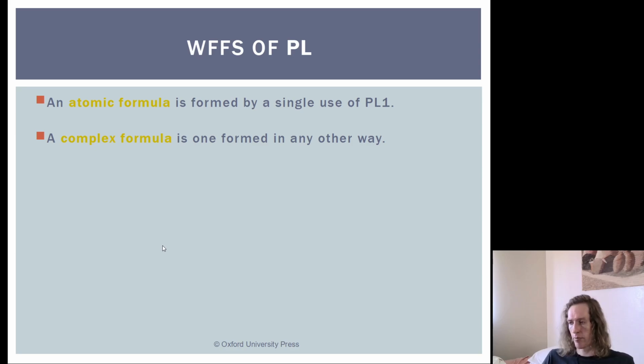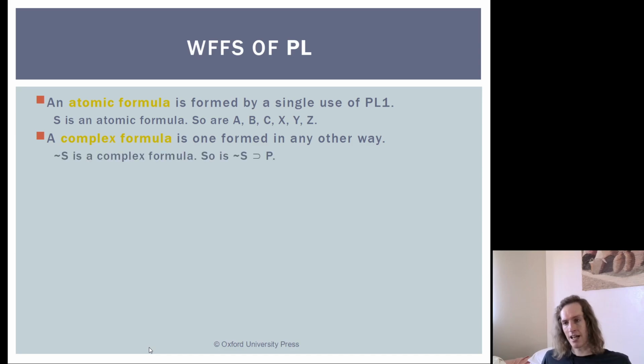So a single capital English letter by itself is atomic, the smallest unit of well-formed formula that we can have. Anything else added to that is going to be complex. Let's say P is our atomic formula. If we have not P, then it's a complex formula, because we have the atomic part P, but there are more operators being added to it. If we have P and Q, that's a different example of a complex formula. So S is an atomic formula, as are A, B, C, X, Y, Z. Not S is a complex formula, and so is if not S, then P.